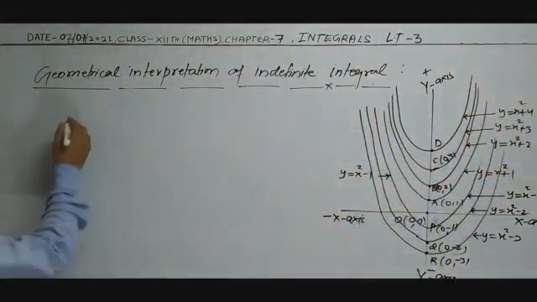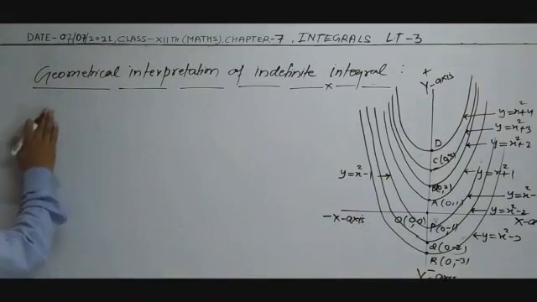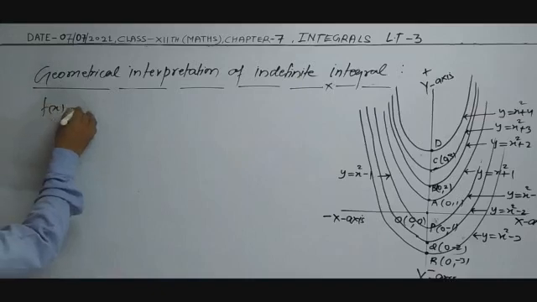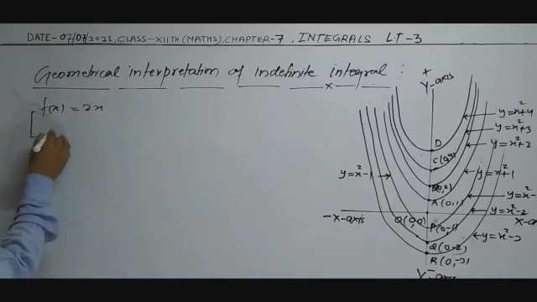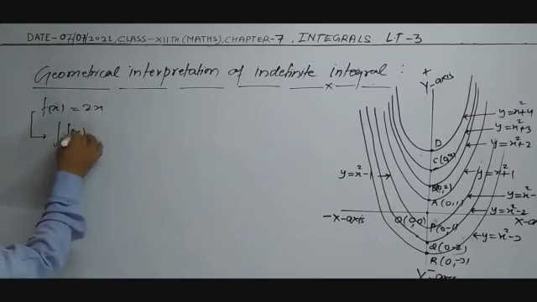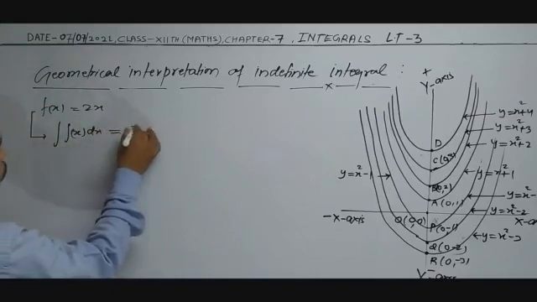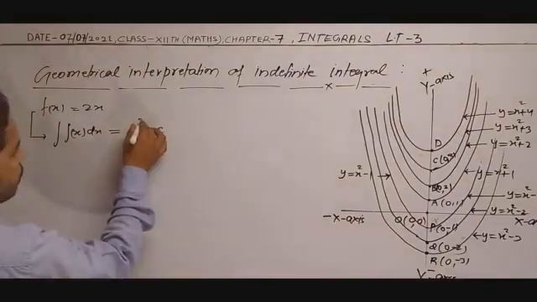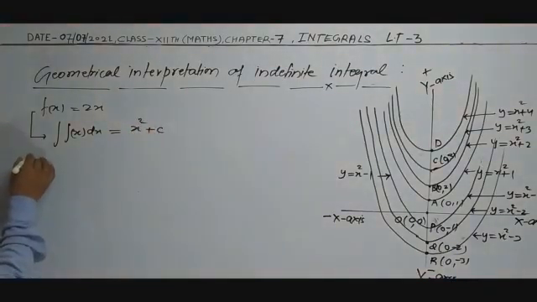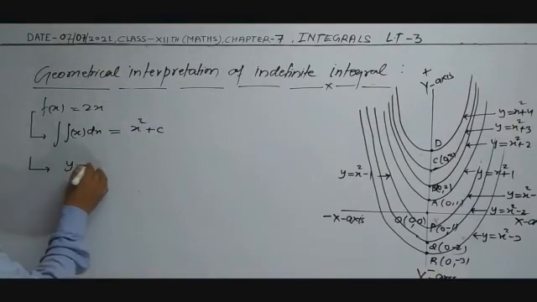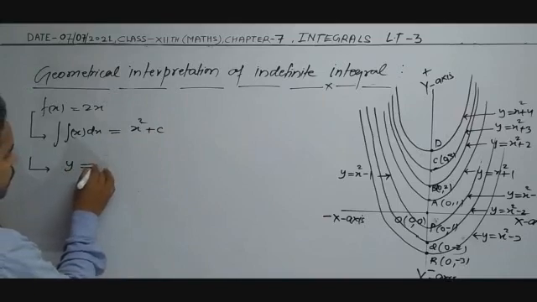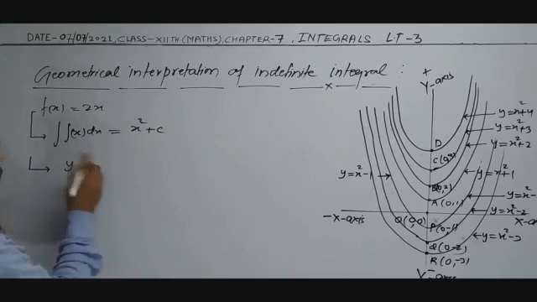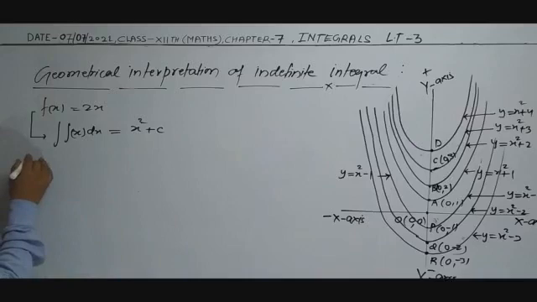So now, given the function f(x) = 2x, after integration, the result becomes the integral of f(x) dx = x² + c, and now you can write y = x². Now write all the equations, y = x² + c.